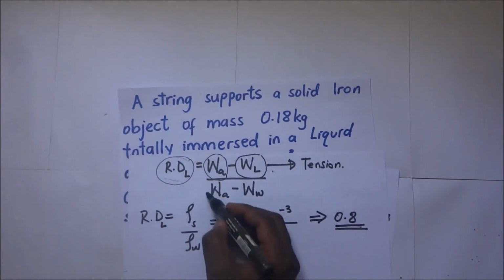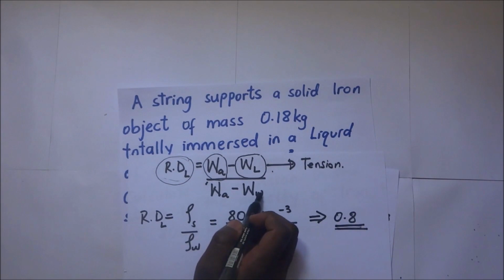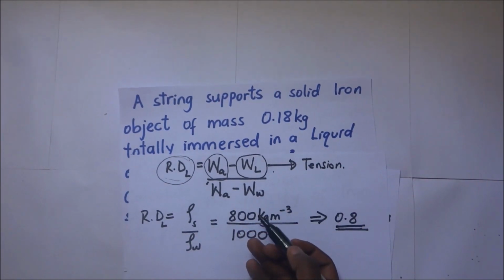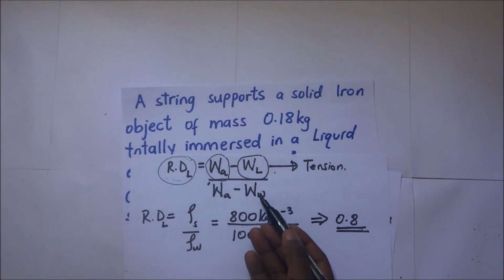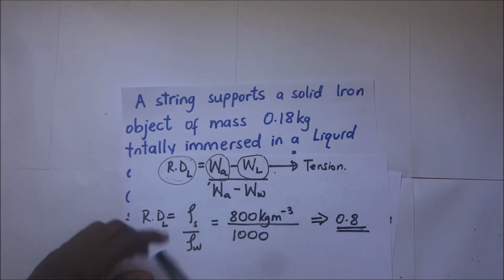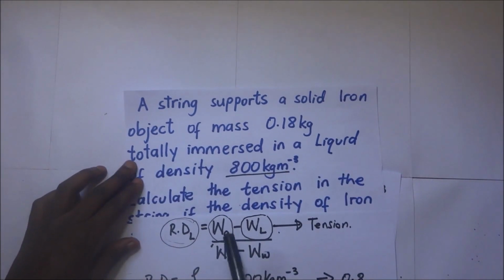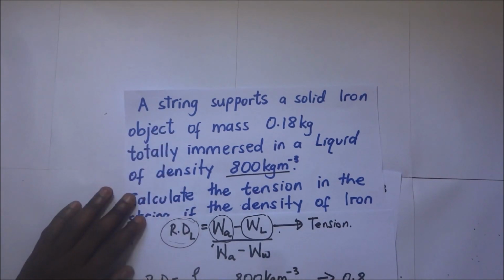So that is done. Now we need to find the weight in air minus the weight in water, or call it the apparent loss in weight of the solid when it is immersed in water. Of course, we have the weight of the solid in air that has been given. We already calculated it. But we do not have the weight of the solid in water. It's not given anywhere in the question.